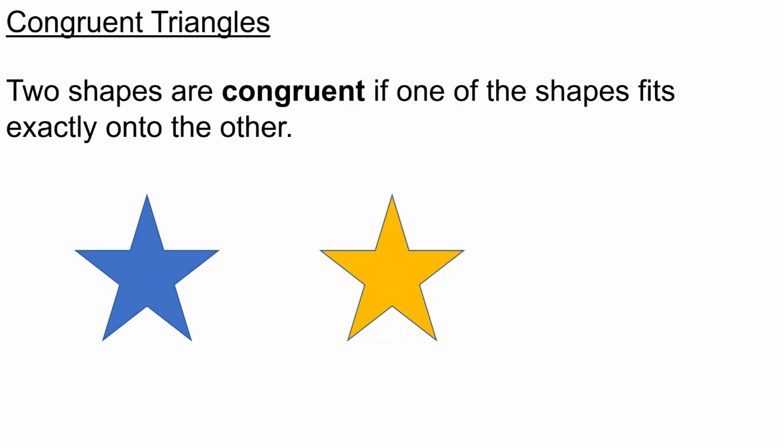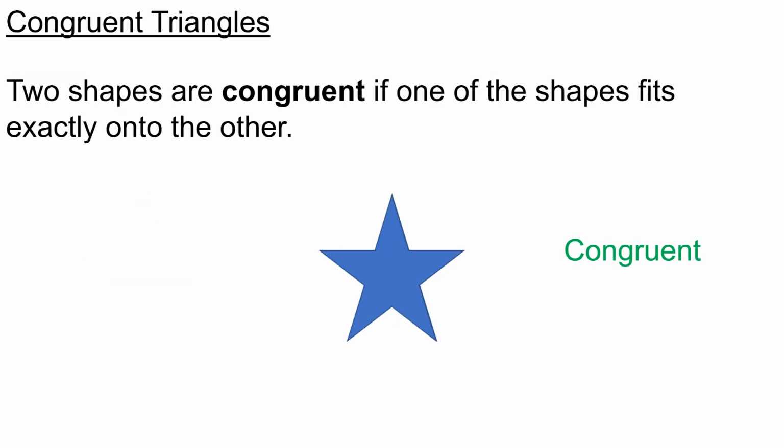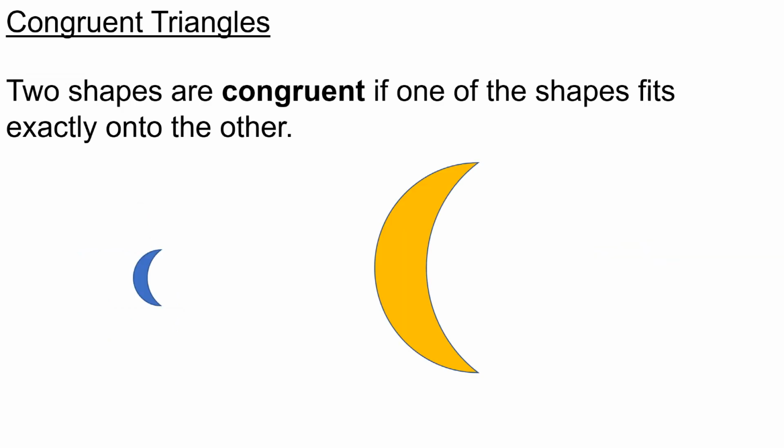As we've seen, two shapes are congruent if one of the shapes fits exactly onto the other. If we look at these two stars, they fit exactly onto each other, so they are congruent. If we look at these two half moons, they are not congruent because they don't fit exactly onto one another.